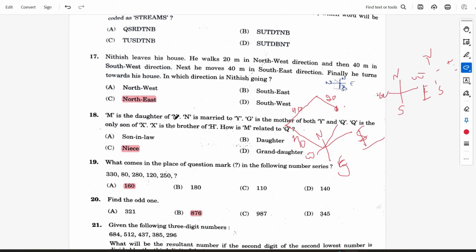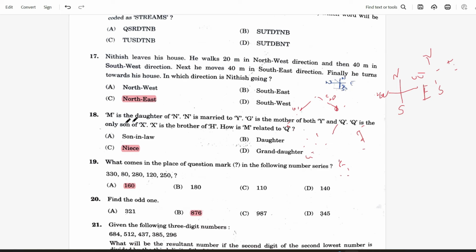M is the daughter of N. So let's solve this. M is the daughter of N, so it indicates that M is female. So I will put minus. If he is male, I will put plus. N is married to Y. It means N and Y are a couple. We don't know who is male and who is female, but both are a couple.